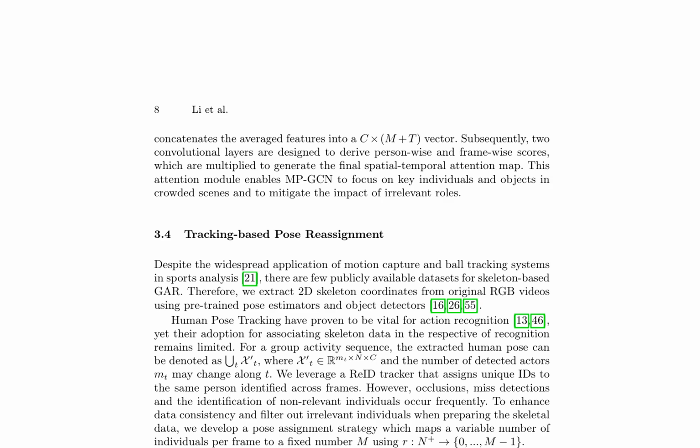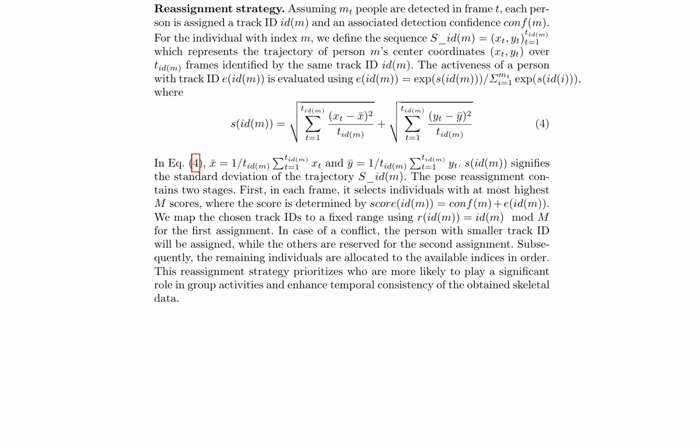To enhance data consistency and filter out irrelevant individuals, the authors develop a pose assignment strategy that maps a variable number of individuals per frame to a fixed number m. This strategy involves evaluating the activeness of each person using a confidence score and a detection confidence score. The confidence score is calculated using the standard deviation of the trajectory of each person's center coordinates.